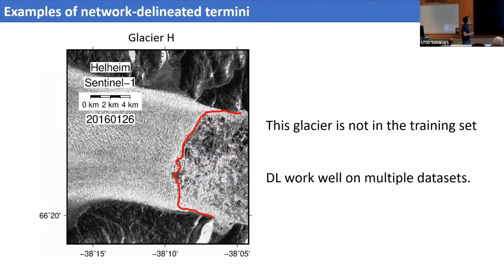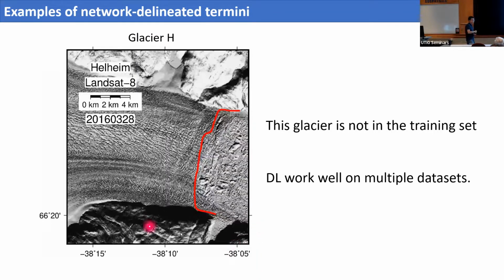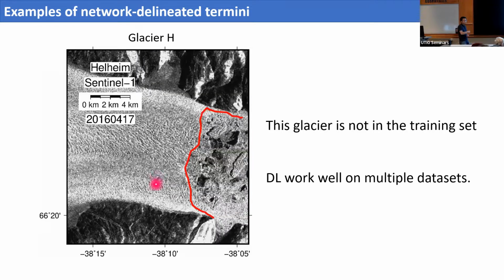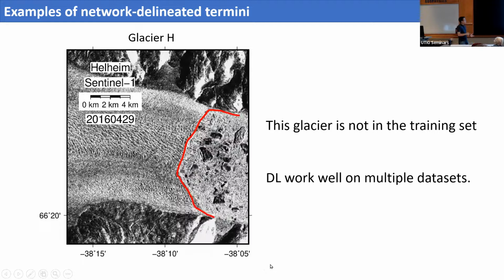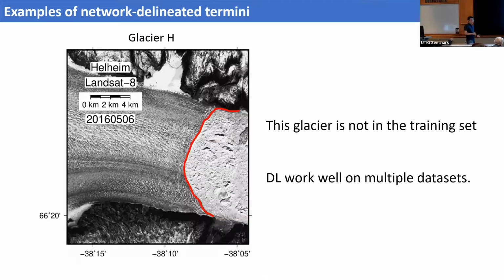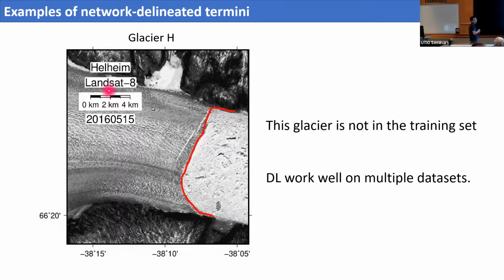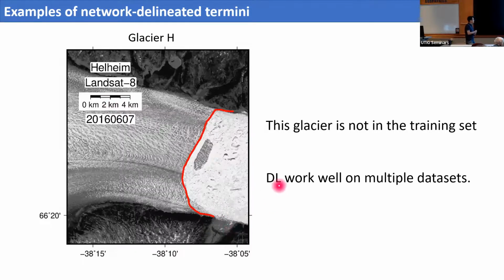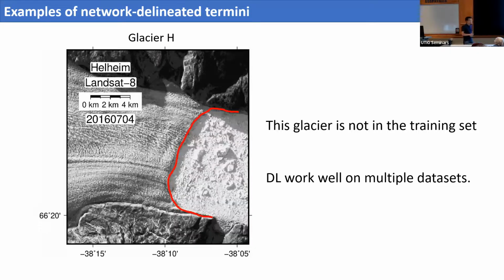And here is an example of the network delineation on the third glacier. This glacier is not included in the training dataset. The network hasn't seen this glacier before, and it can generate promising results over this glacier. And over here is the name of the satellite. It changes, which means that the deep learning network can work well on multiple datasets.